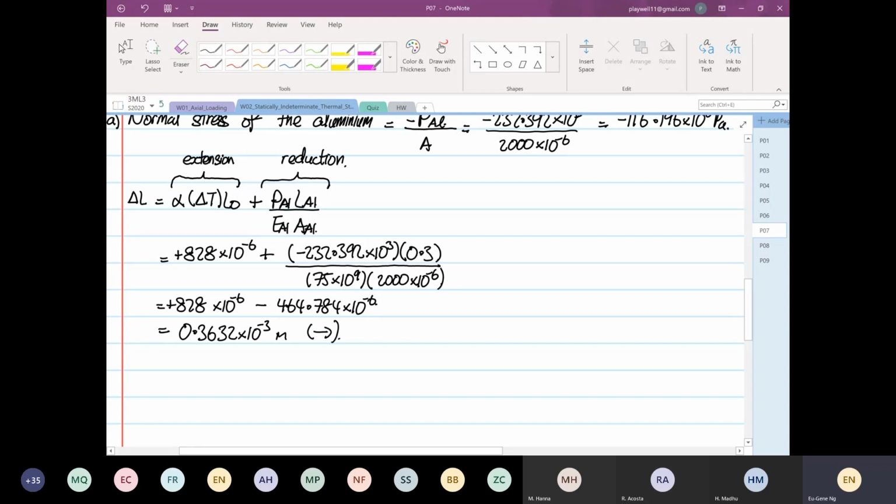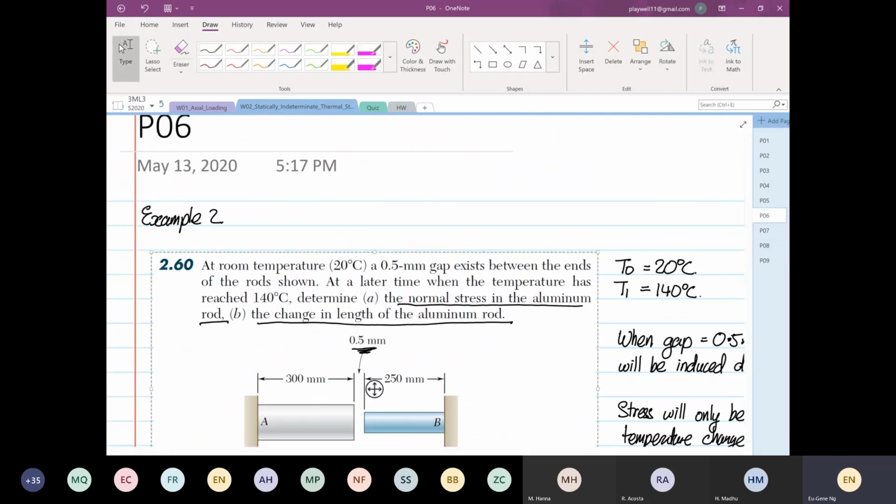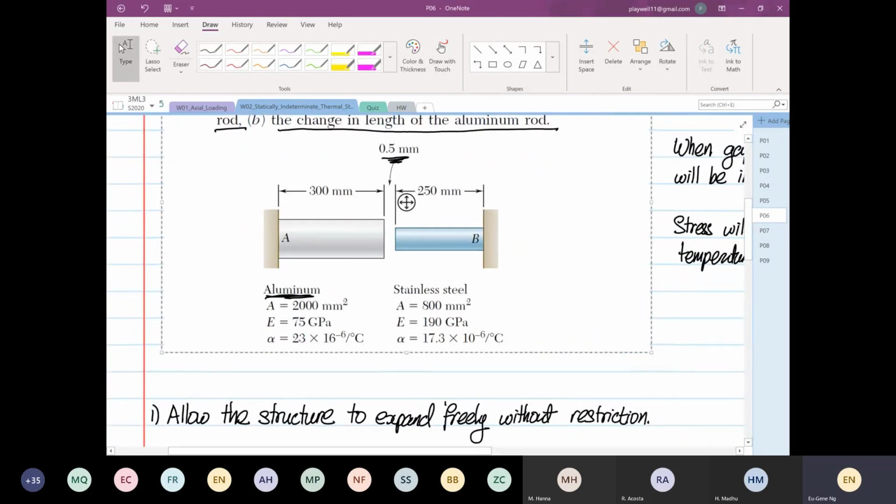So this answer seems reasonable because it's less than what? 0.5 meters. And it makes sense. The aluminum will expand more, yes or no? Because the aluminum coefficient of expansion is much higher. If you look at the question, the coefficient of expansion is 23, whereas the stainless steel is only 7.3. So aluminum is going to expand quicker than the stainless steel, okay?